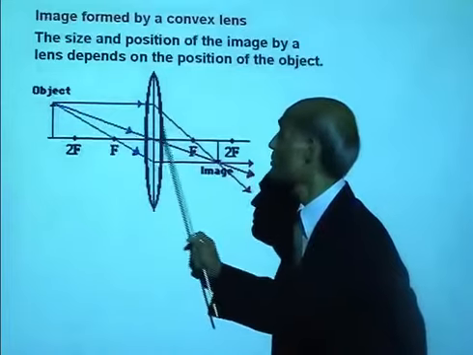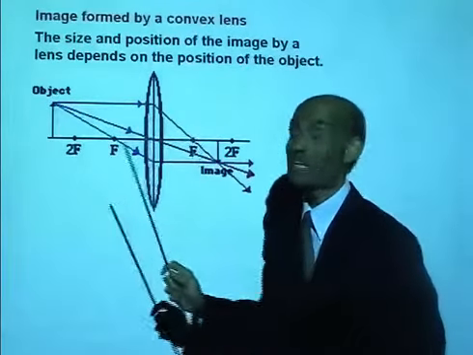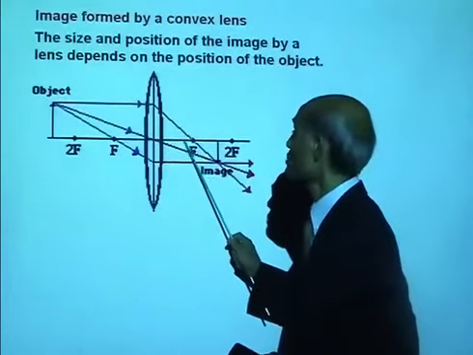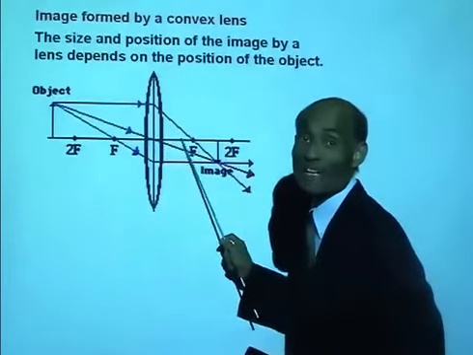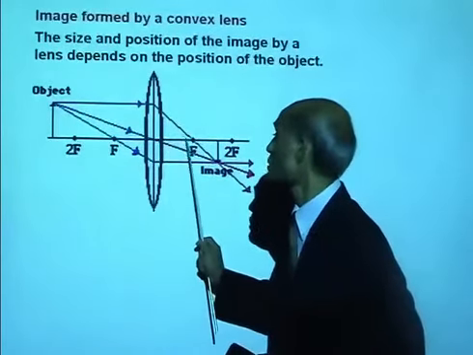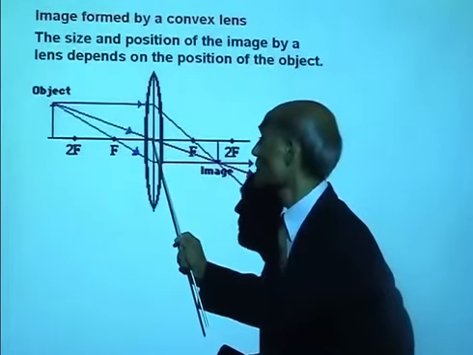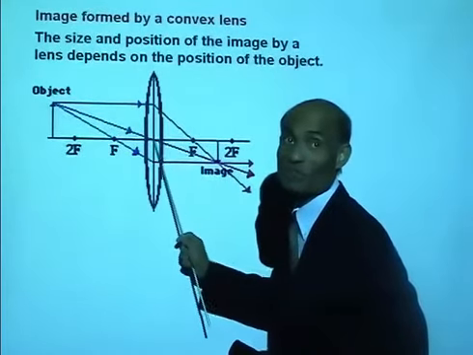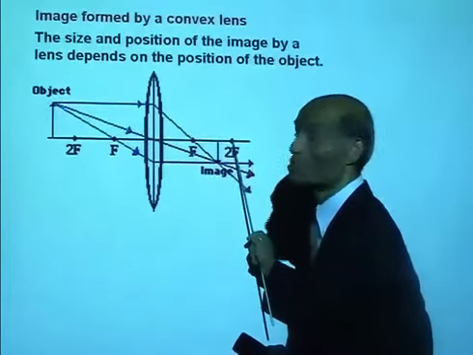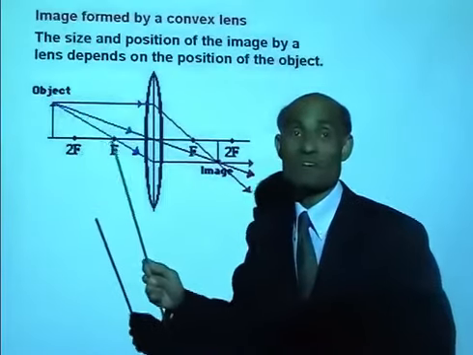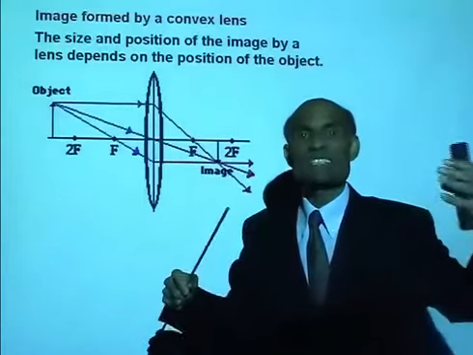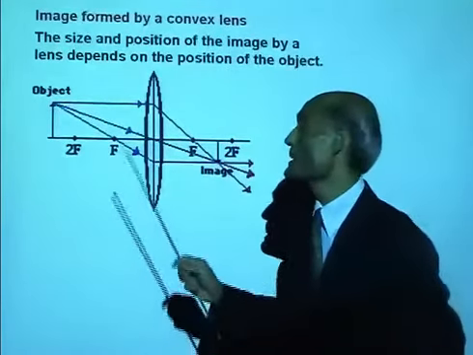There are two principal foci, one on each side, and this is called 2f. Now, if this distance is one focal length, you know what a focal length is? Focal length is the distance of the principal focus from the center of the lens. So if this is one focal length, the distance from the center of the lens to the 2f will be 2 times the focal length. The 2f for a lens is like the center of curvature for a mirror.